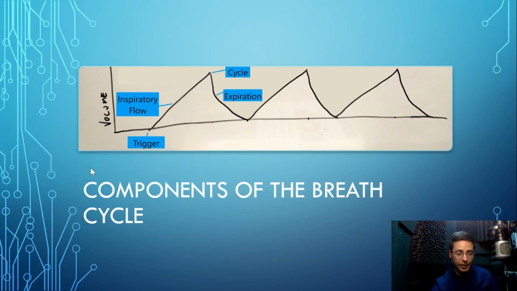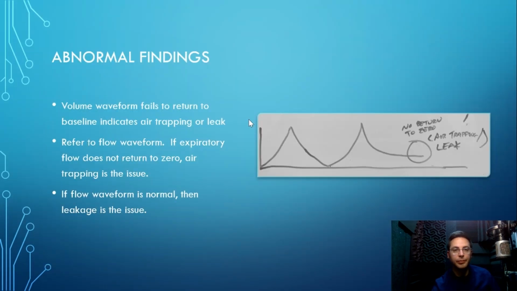The components of the breath cycle from the volume waveform standpoint: we see here at the beginning is our trigger. We have a linear phase of inspiratory flow. Cycling occurs at the peak, and then we have the expiratory phase. And again, we should see this return all the way to baseline.